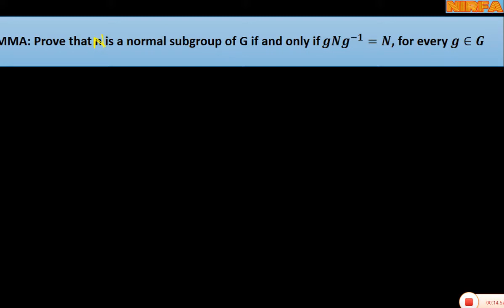That means you first suppose N is a normal subgroup of G and then prove this condition. And conversely, suppose that g N g inverse is equal to N for every g belongs to G. And using this condition, we have to show that this capital N is a normal subgroup of G. So this is the meaning of the lemma, and in this lemma, we will prove these two statements biconditionally.